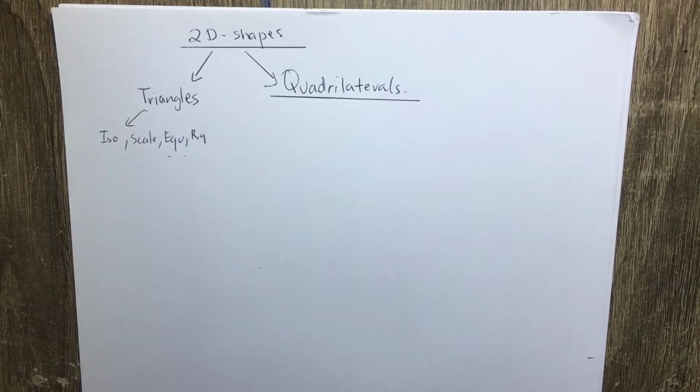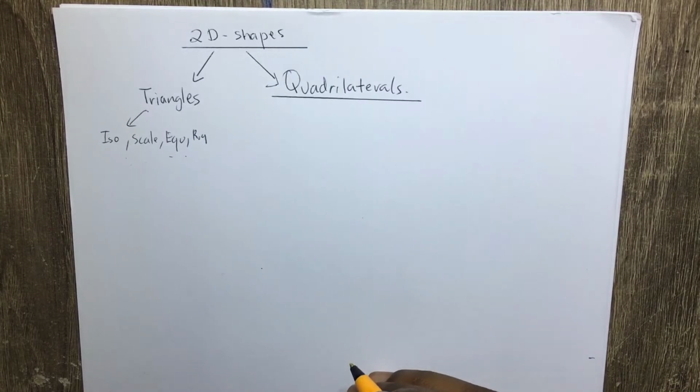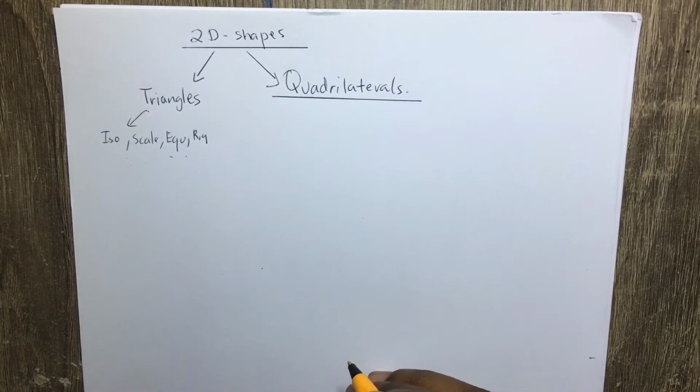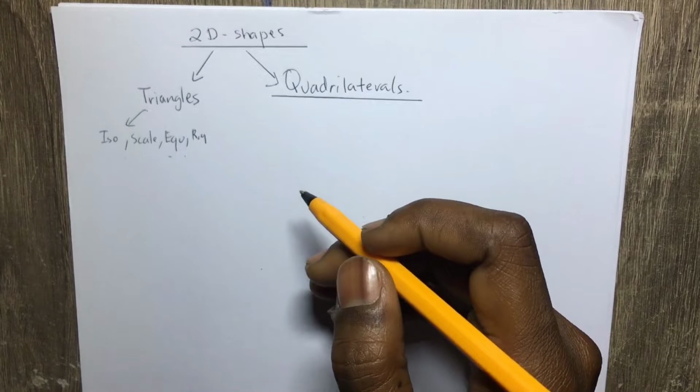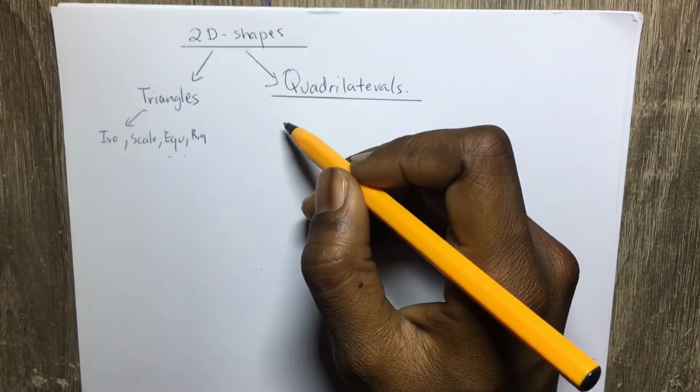So today we're dealing with quadrilaterals. What are quadrilaterals? Quadrilaterals are 4-sided figures, and they have four angles inside. So they have 4 sides and 4 angles. Are we all clear? We're going to mention the first property.